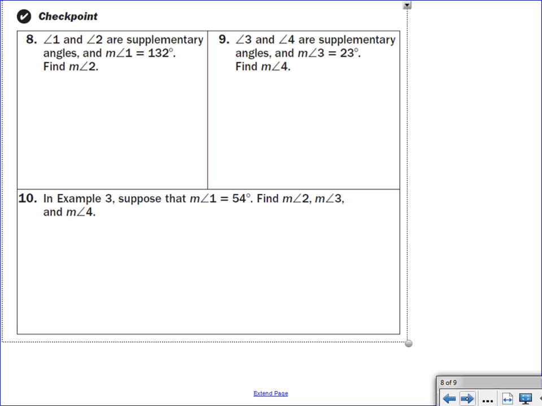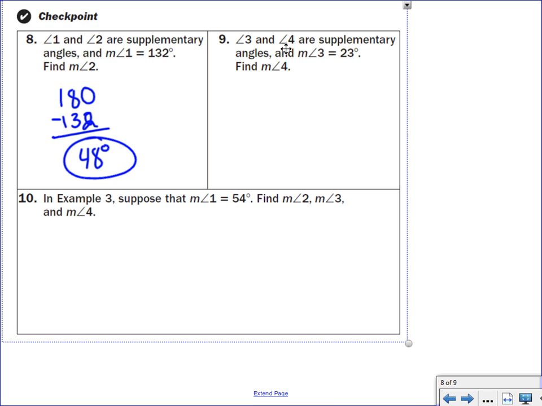Checkpoint. Again, pause your video, go through the 3 problems, and when you are ready, you may play again to check your answers. Number 8. Angle 1 and angle 2 are supplementary angles, and the measure of angle 1 is 132 degrees. So supplementary angles are 180 degrees, so we can subtract the 132 from 180, and we get 48 degrees for the measure of angle 2.